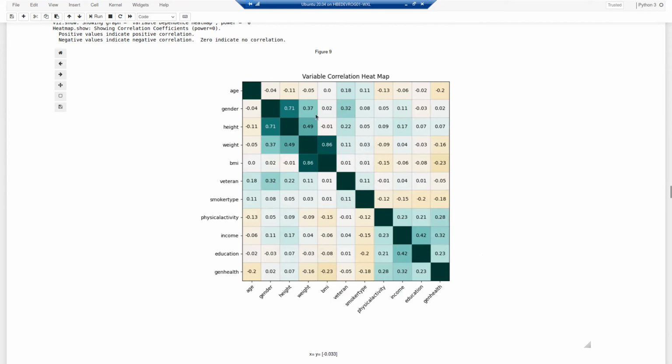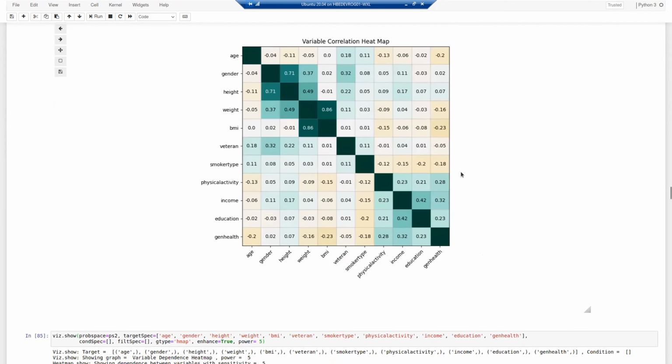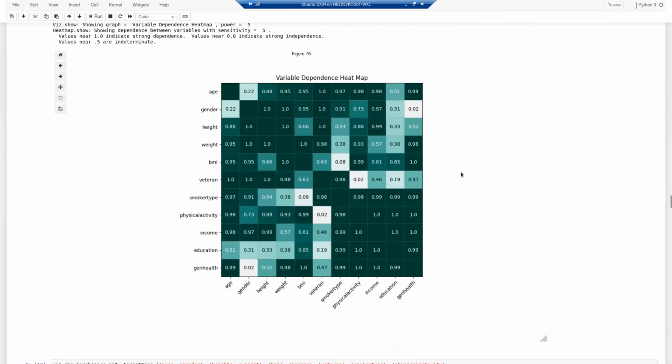So this starts to give you an overview of any factor you want to explore. You can look at all of its interactions with other variables. You can now look at the same thing from a dependence perspective.